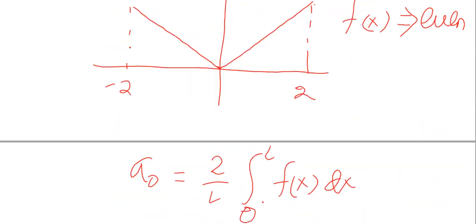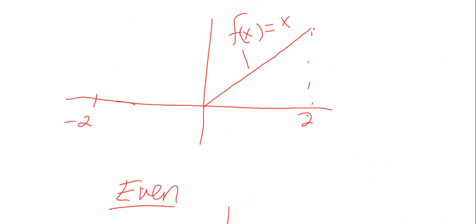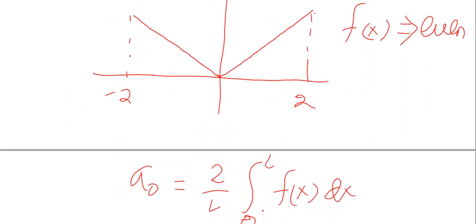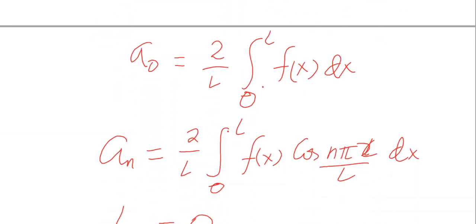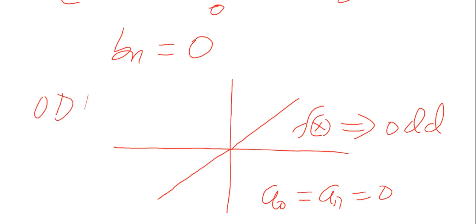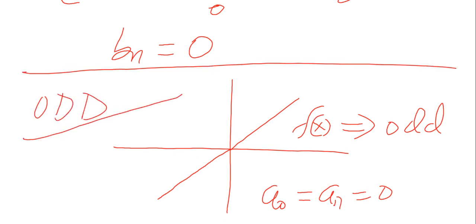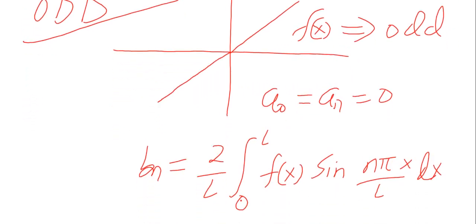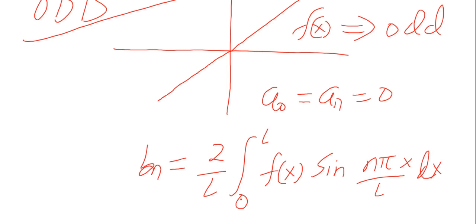So we can have the same function as given here. But depending on the assumption we take, if we assume the function is even, the Fourier series will have the cosine terms, including a naught, but no sine terms. But on the other hand, if the assumption is that the function is odd, then the resulting series will only have the sine terms, because a naught and an will be zero. So the kind of series we get will depend on the assumption that we take.